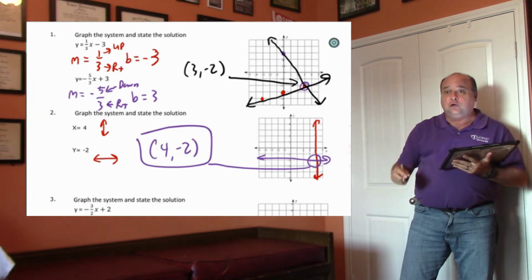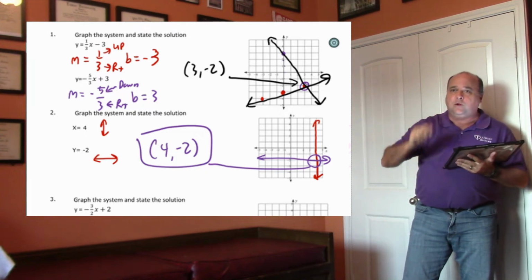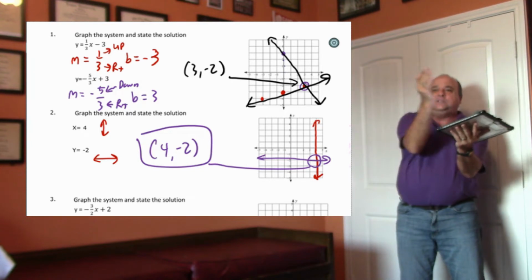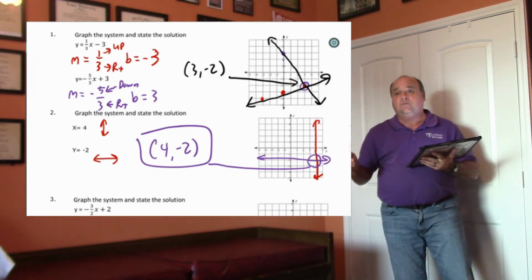That's all you're trying to do. Graph 2 lines, find out where the ordered pairs meet. If the lines are parallel, there's no solution. If the lines sit on top of each other, same line, infinitely many.